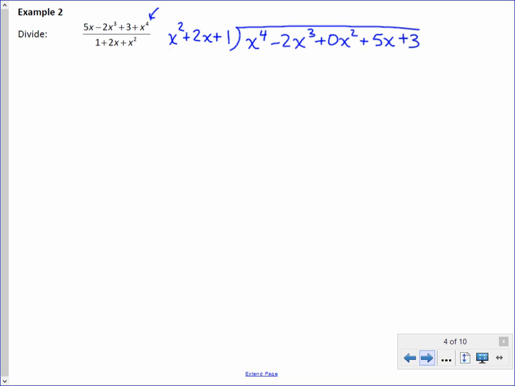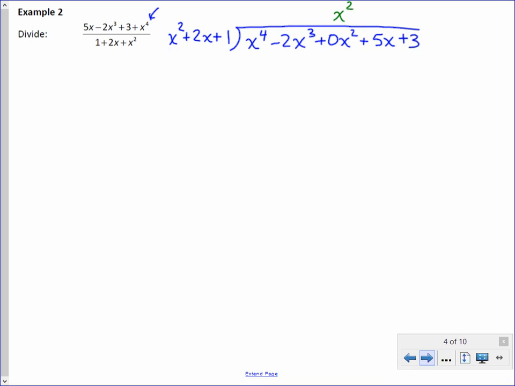So here we go. Let's start the process. What do I multiply x squared by to get x to the 4? x squared. So I'm going to go to my x squared, which, if I didn't put a placeholder, I would have no place to put this. You guys see where I'm going here? If I didn't have the placeholder, where would this x squared be going? On top of this?